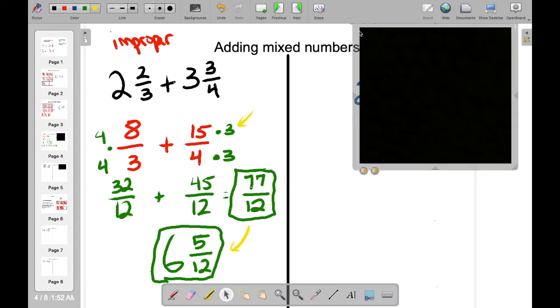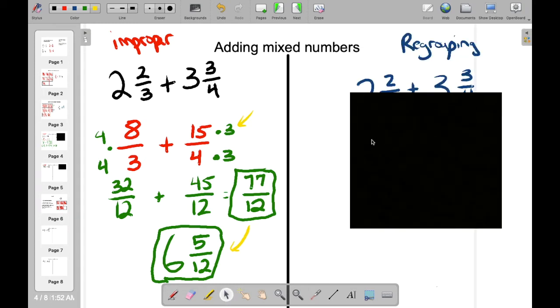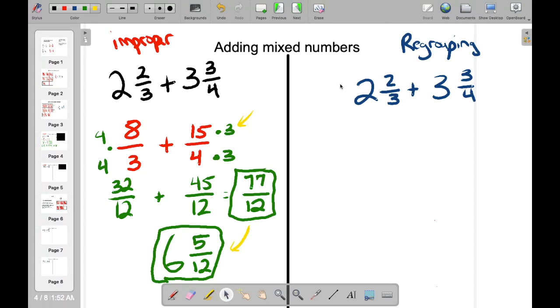Now, the strategy that a lot of my students get very upset with that I don't teach right away, I call regrouping. They like to call it the shortcut, but both methods are correct. It's just that the one on the right means you need to understand fractions a little bit better to be able to get it nice and smooth. Once again, though, I need to find a common denominator because we are adding or subtracting, which is the same process as before, except this time we're going to leave the whole number as it is.